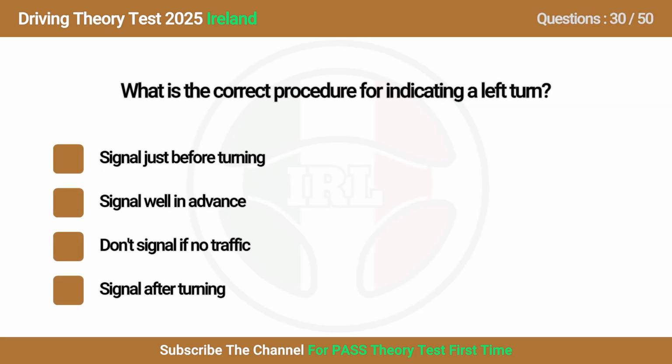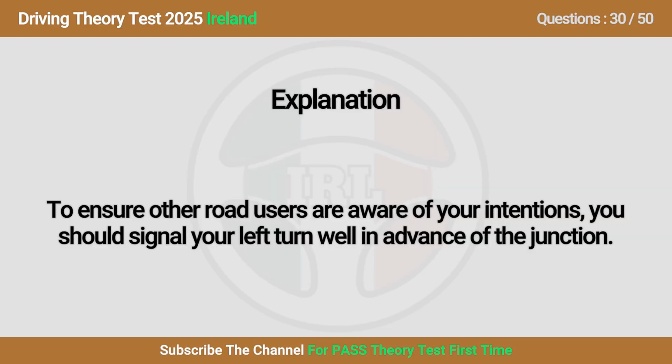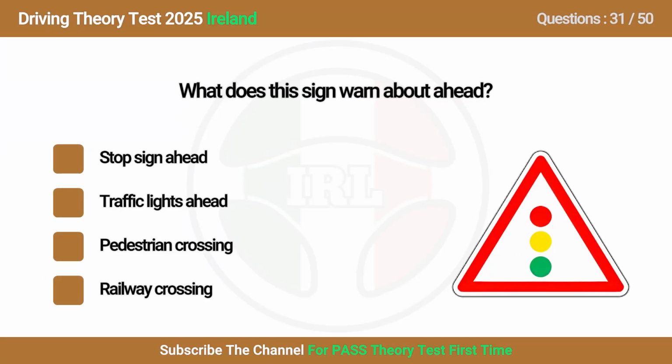Question 30. What is the correct procedure for indicating a left turn? A. Signal just before turning. B. Signal well in advance. C. Don't signal if no traffic. D. Signal after turning. Answer is B. Signal well in advance. To ensure other road users are aware of your intentions, you should signal your left turn well in advance of the junction.